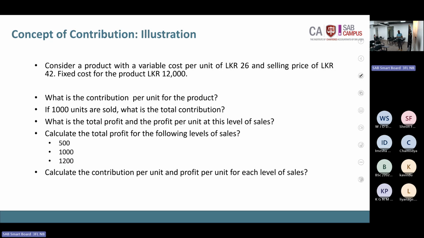So consider product with a variable cost per unit is 26 and the selling price 42 and the fixed cost for the product is 12,000. So you need to calculate the contribution per unit. Then if 1,000 units are sold, what is the contribution and total profit? The profit per unit. And there are different levels they have given to identify the sales, the profit, and finally the contribution as well. Right. What other one?